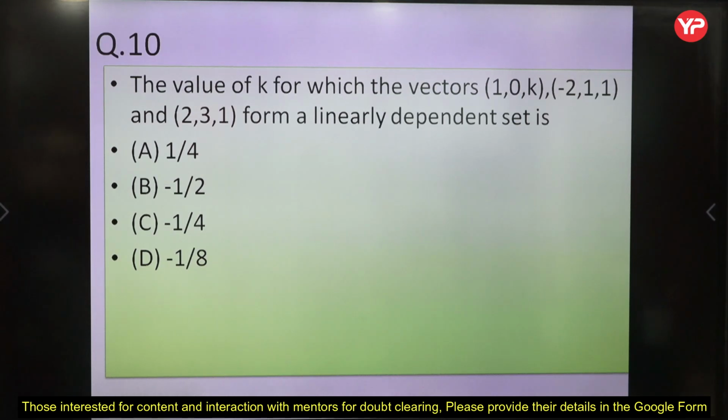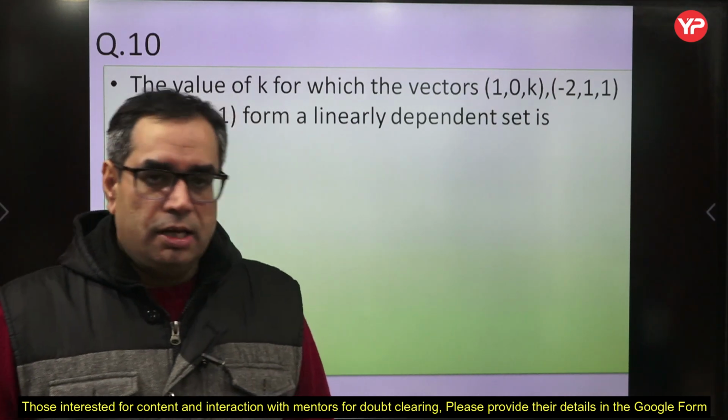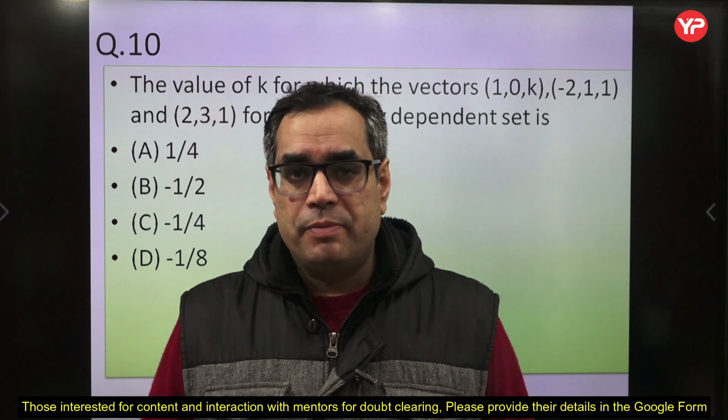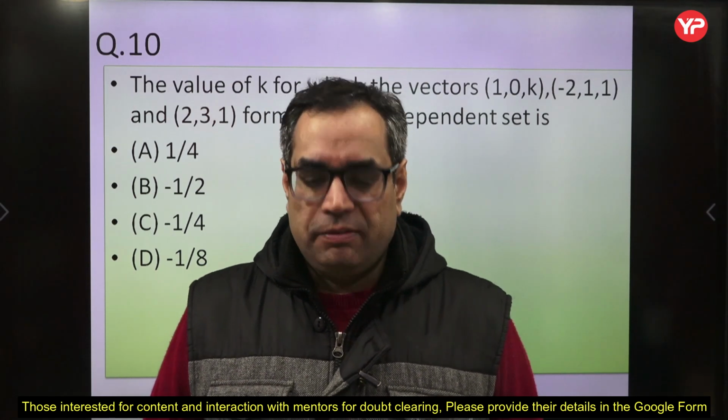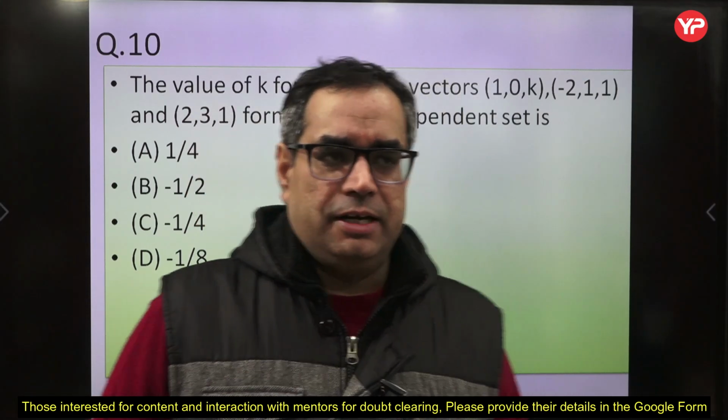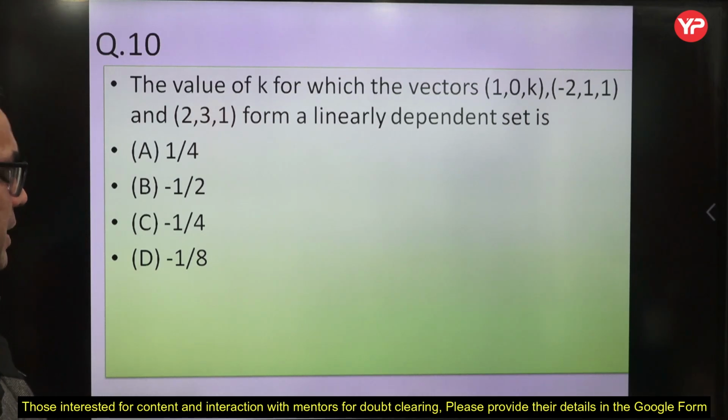So the value of K for which these vectors form a linearly dependent set. So this is very important question in your exam. Earlier also they have asked this kind of question in many other branches. So you know there are 3 vectors of R cube, right? If these 3 vectors of R cube are coplanar, then they form a linearly dependent set actually. If they are non-coplanar, then they form linearly independent set, right? So here we have to make them coplanar.